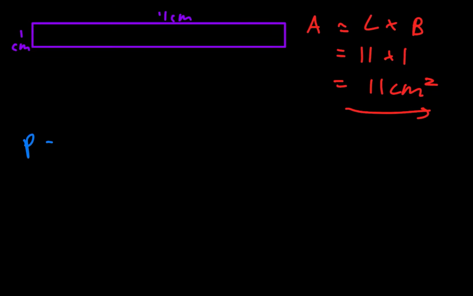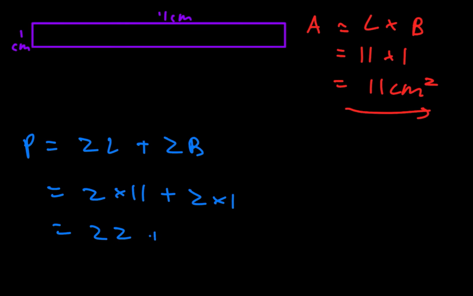And for perimeter, we have 2L plus 2B, which is equal to 2 times by 11 plus 2 times by 1, which is 22 plus 2, which is 24 centimeters.